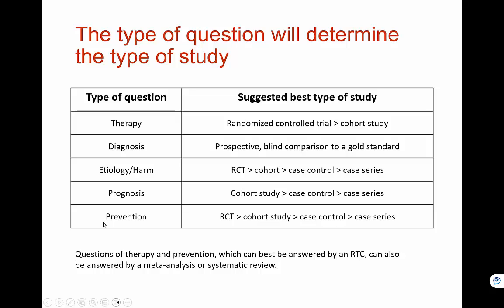And the type of question will determine the type of study that you should use to answer that question. So this chart shows you the suggested best type of study to answer a study question. So for example, therapy, that is recommended to use randomized controlled trials over a cohort study. And remember that any questions of therapy and prevention, which are all best answered by RCTs, can also be answered by a meta-analysis or a systematic review, which look at randomized controlled trials.